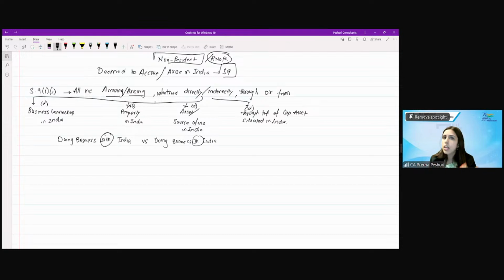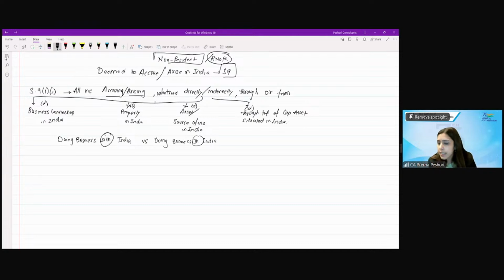Maybe the customers are in India, maybe some company is availing the services in India. The payer is just in India. Whatever it is, it's just doing business with India. Versus doing business in India means I have a substantial presence in the country, where I'm actively engaging in activities conducted in that country. Yes, Prashant, doing business in India means having some presence, establishment, branches, subsidiaries, whatever it is. So that means there is a substantial presence.